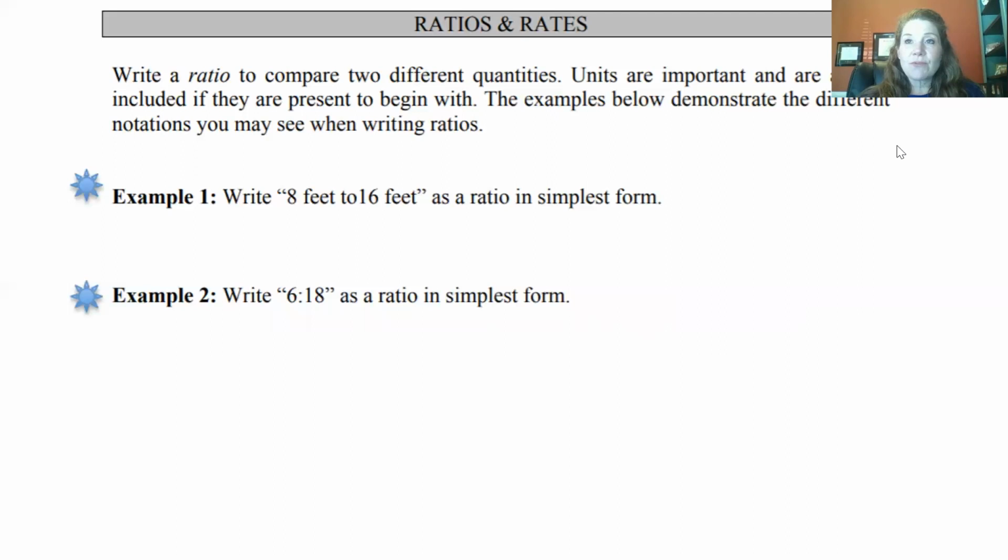Ratios are very similar to fractions in ways that, first of all, a ratio can look just like a fraction. Another way is that you can simplify ratios just like you do fractions. There are actually 3 different ways to write ratios, but all 3 ways are pronounced the same. In example 1, they use the word to, and that's the first way to write a ratio.